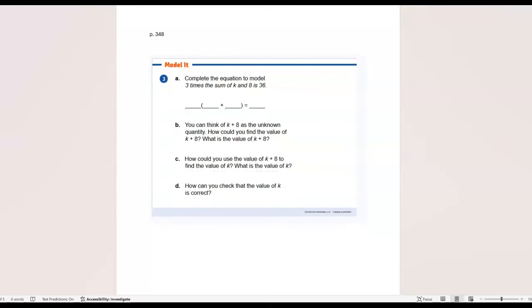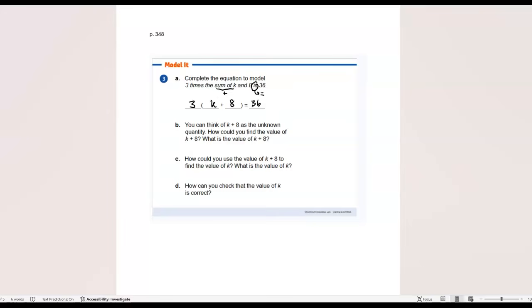So complete the equation to model 3 times the sum of k and 8 is 36. So let's work a little bit backwards here. Is always my equal sign. So 36 is the sum of k and 8. K plus 8. Sum of means to add. 3 times, 3 goes on the outside. So read it forwards now. 3 times, when I have a number next to parentheses, it means times. The sum of k and 8, k plus 8, is equal to 36.